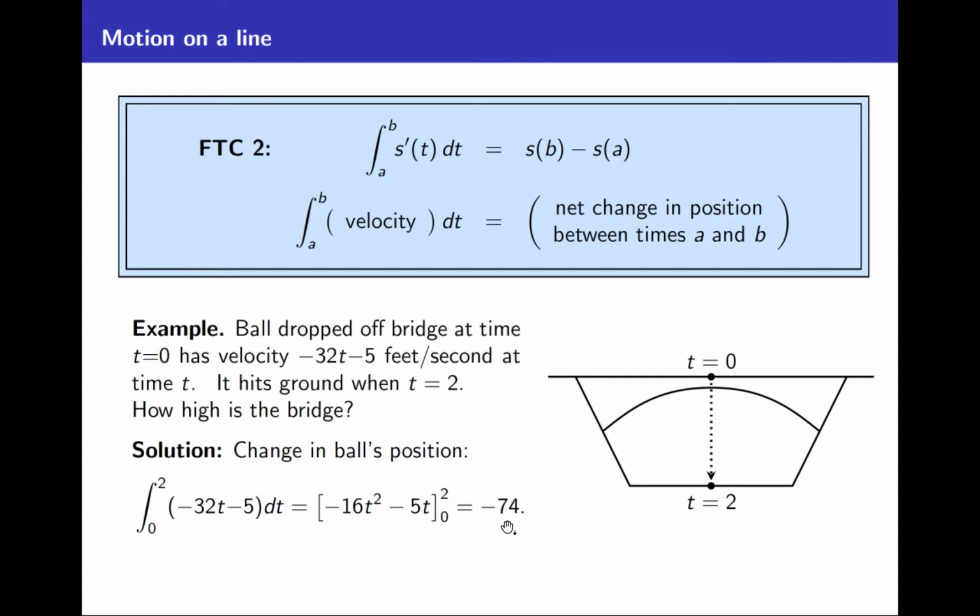And remember, velocity here is negative because the object is moving down. This would mean the bridge was 74 feet high. And that's the answer. So you may want to work some examples like this to make sure you have a grip on it.